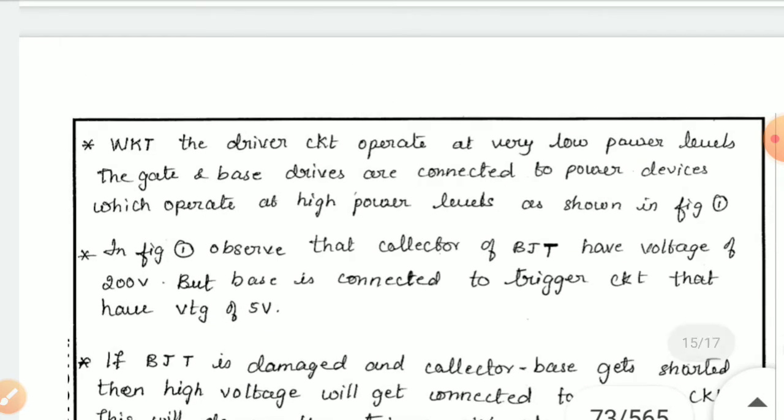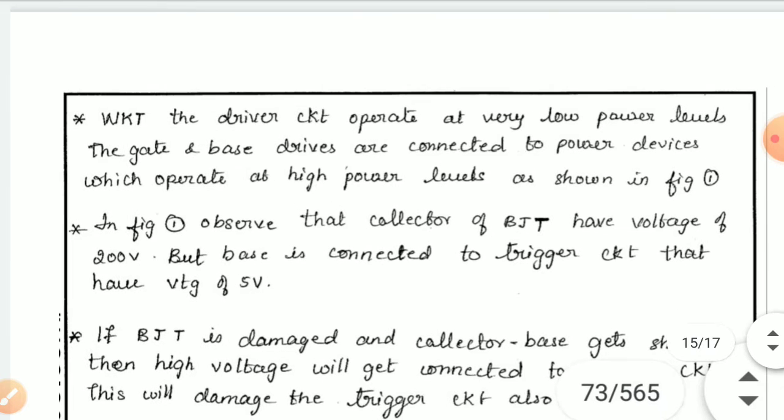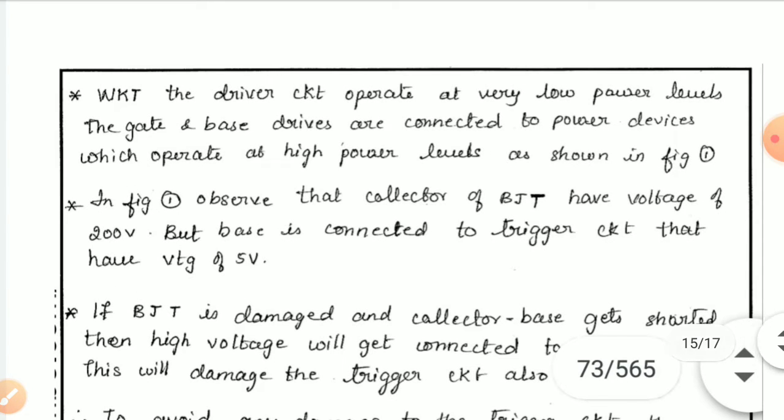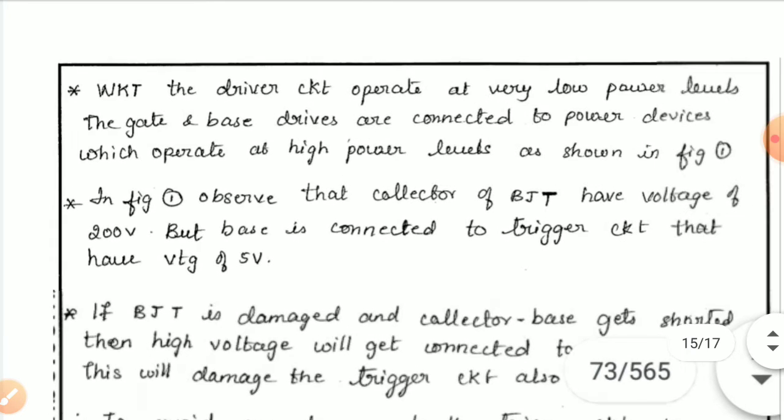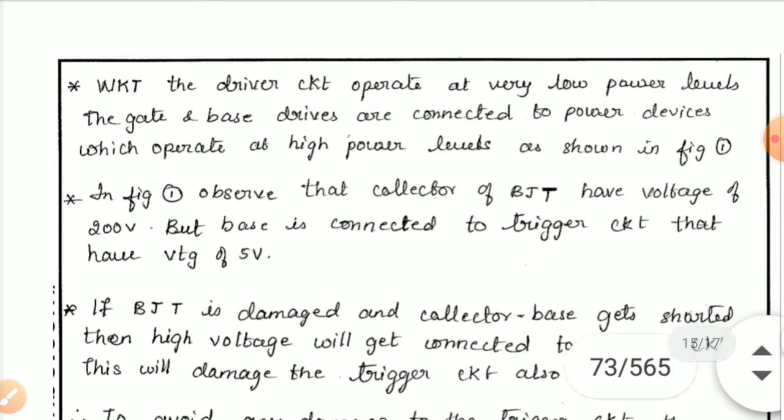We know that driver circuits operate at very low power levels. Driver circuit is nothing but your gate drive circuit or base drive circuit, whatever it is, which operates at a very low value. Then the drive is connected to the power devices, which operate at higher levels.